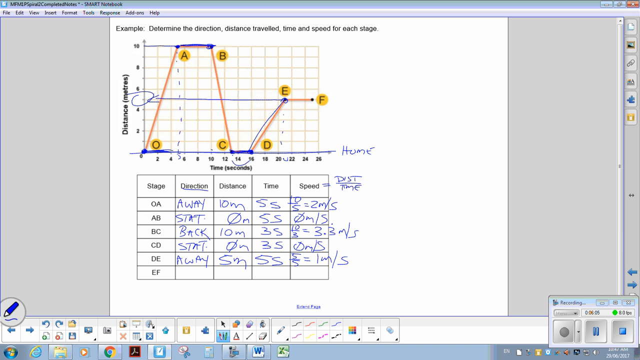Then your final one, E to F, well, we're stationary. So that means we didn't move, so it is 0 meters. Looks like 5 seconds. And 0 meters per second.